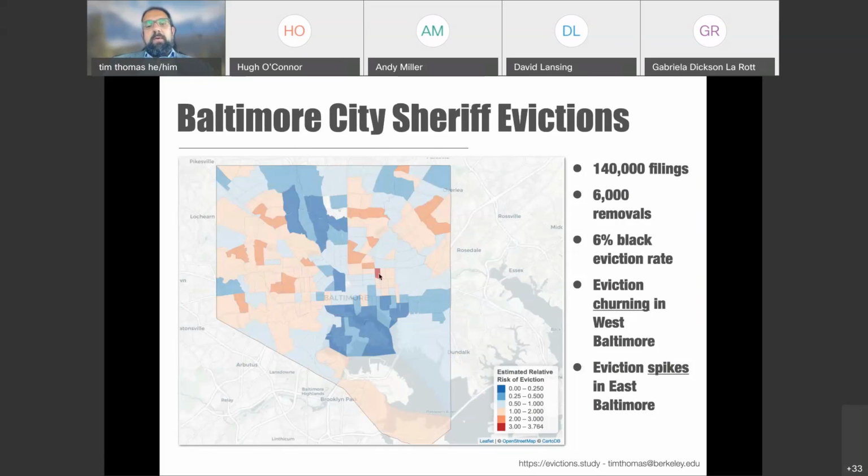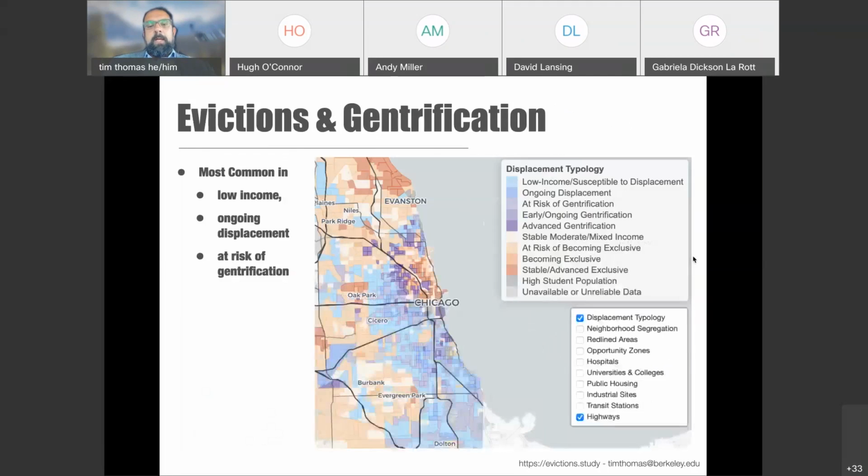On the east side, there are some spikes of eviction happening in these areas. And obviously in some of the more predominantly white neighborhoods, especially in the north and in the south, there's an incredibly low rate of eviction. This is very similar to what happened in Washington State, where there's some sort of protective nature of white neighborhoods not seeing a lot of evictions.